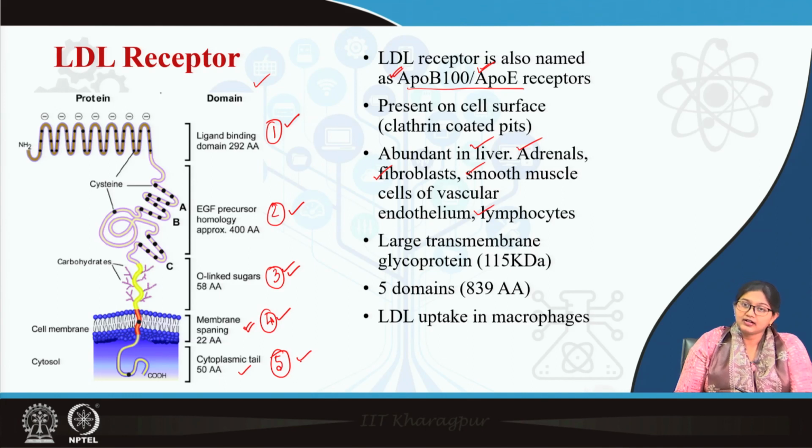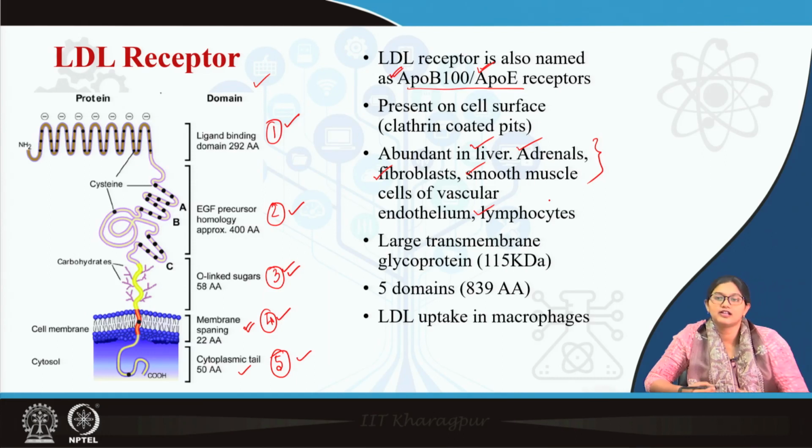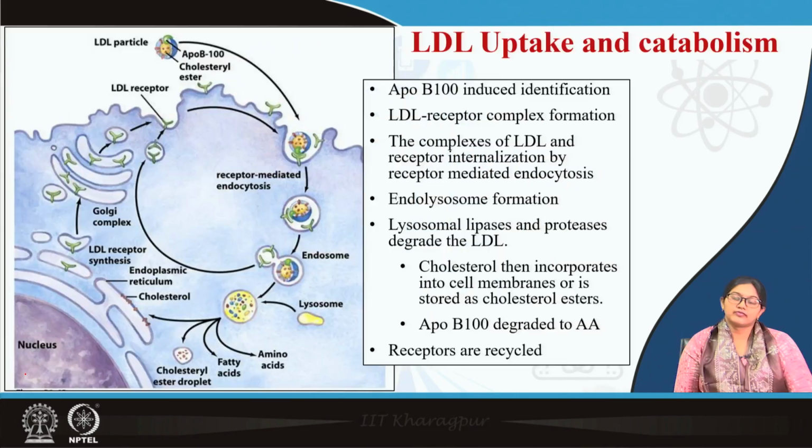Now, LDL uptake apart from these tissues can be in macrophages as well. Now, LDL uptake in macrophages actually forms foam cells, which is causing atherosclerosis, which is important for heart attacks, myocardial infarction. We will discuss this in our next class in detail. So, LDL receptor is important for uptake of LDL inside the cell.